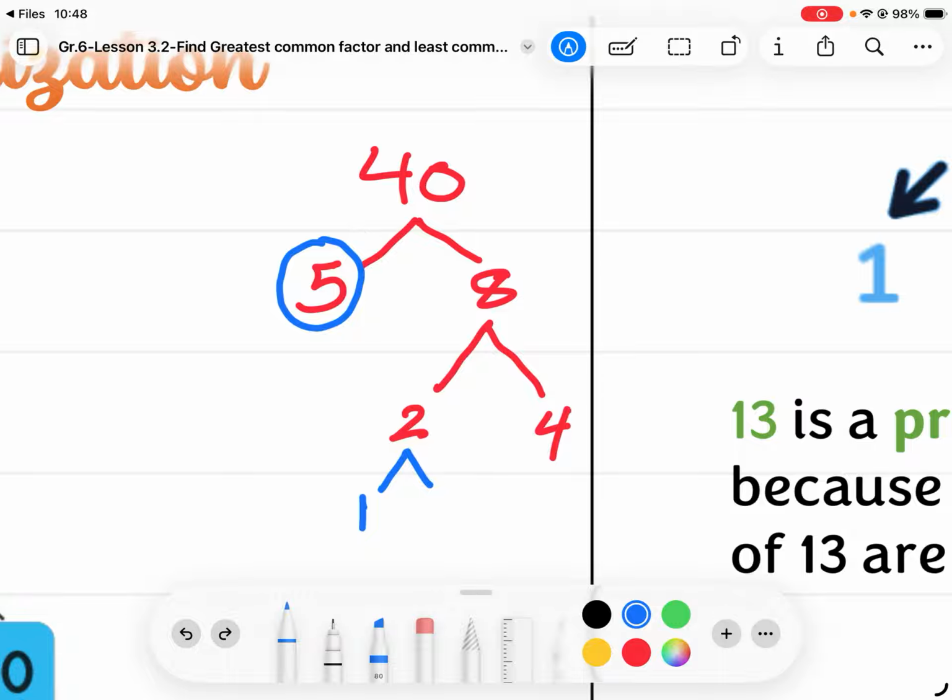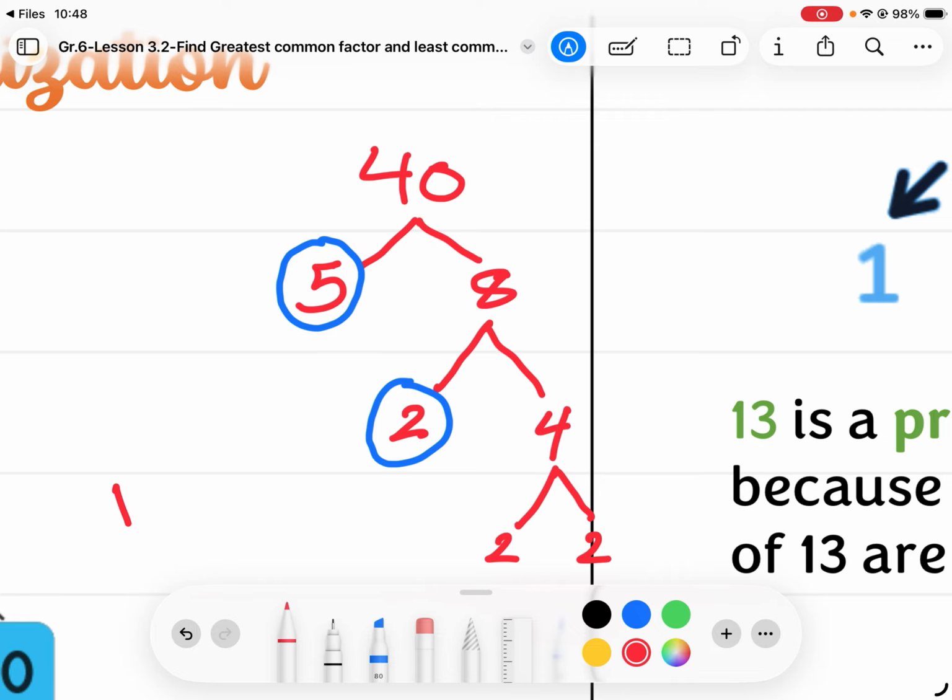So we can conclude that 2 is a prime number. So what's going to happen in this case, we're going to lock it in a circle. Now, going to 4, can we factor 4? Yeah. Two factors that when we multiply will give us 4 is 2 times 2.